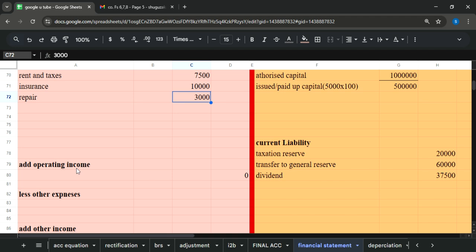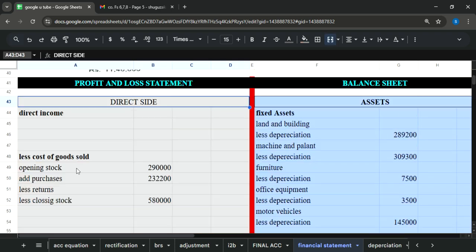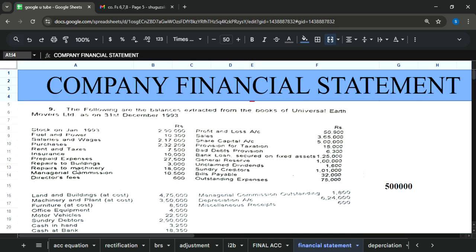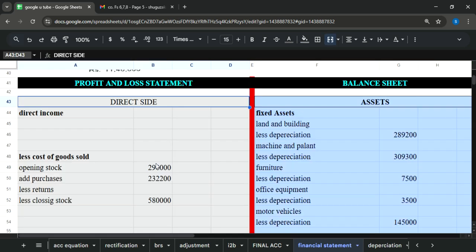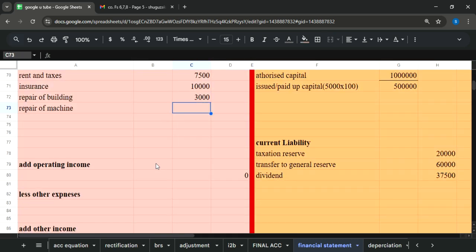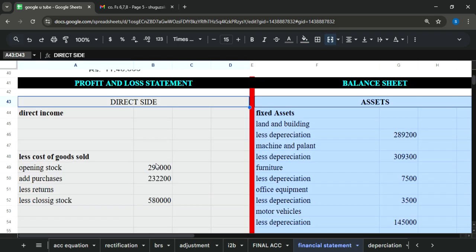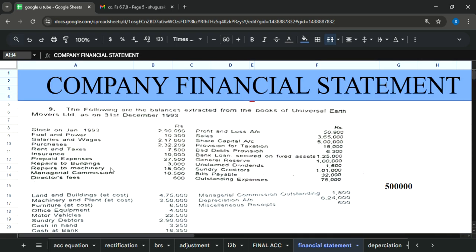So here you will mention repair of building. Now repair of machine. Amount of repair on machine is 18,000. So just put 18,000 in operating expenses in front of repair of machine.